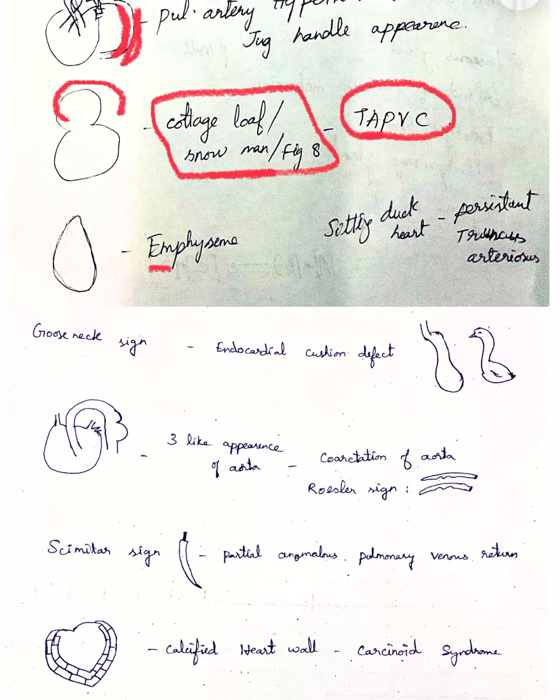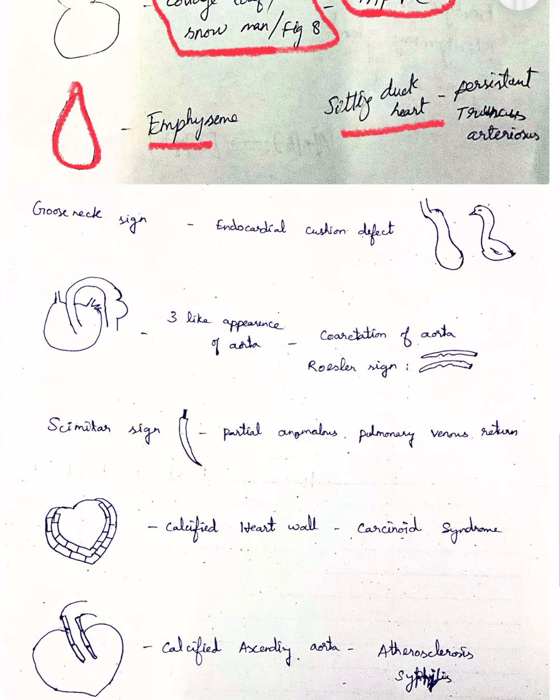In case of emphysema, we will be seeing the tear-shaped heart. And in case of persistent truncus arteriosus, the truncus arteriosus should be closed after birth, but if it is persistent even after birth, then it leads to a sitting duck-shaped heart. Next, moving on to the endocardial cushion defect. In endocardial cushion defect, the heart will appear like a goose neck sign.